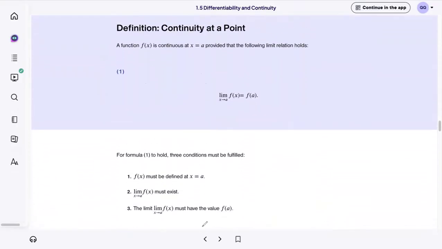Continuity, the definition is this. Picture-wise it is one piece of string. But from the expression point of view, we express it like this: the limit of f(x) when x approaches a equals the function value f(a). What does it mean? Remember limit, let's say I have a function whose graph looks like this.